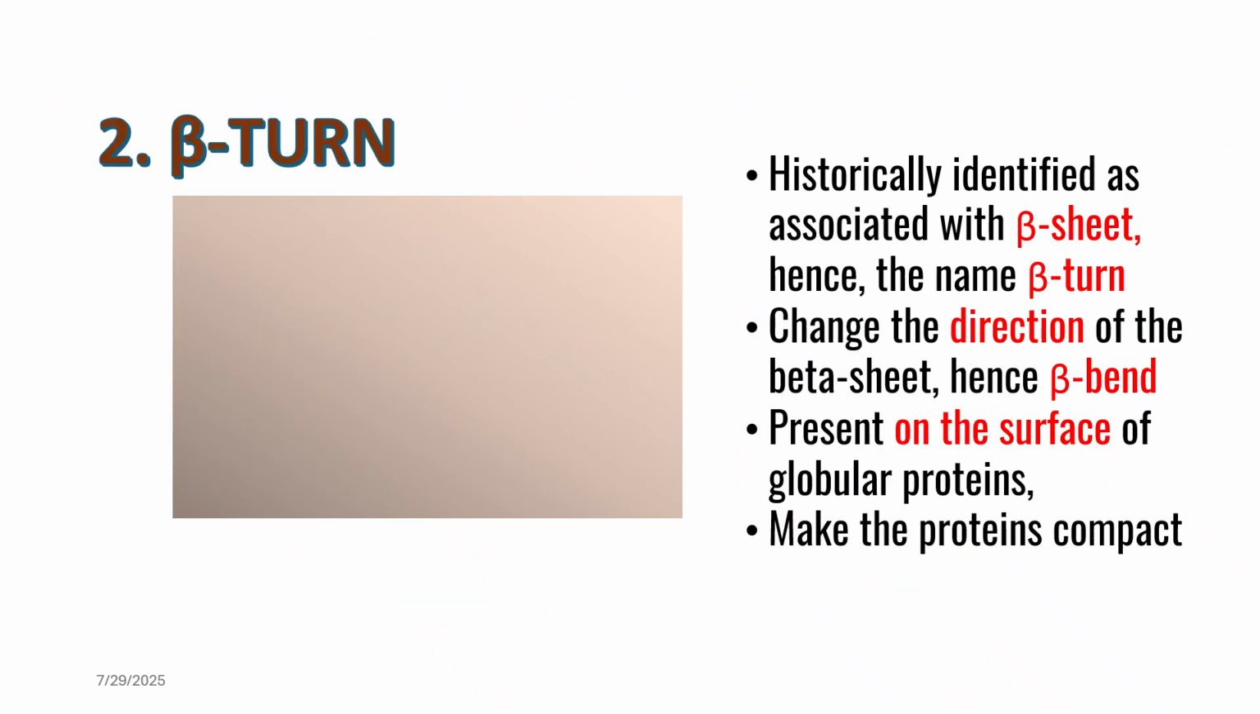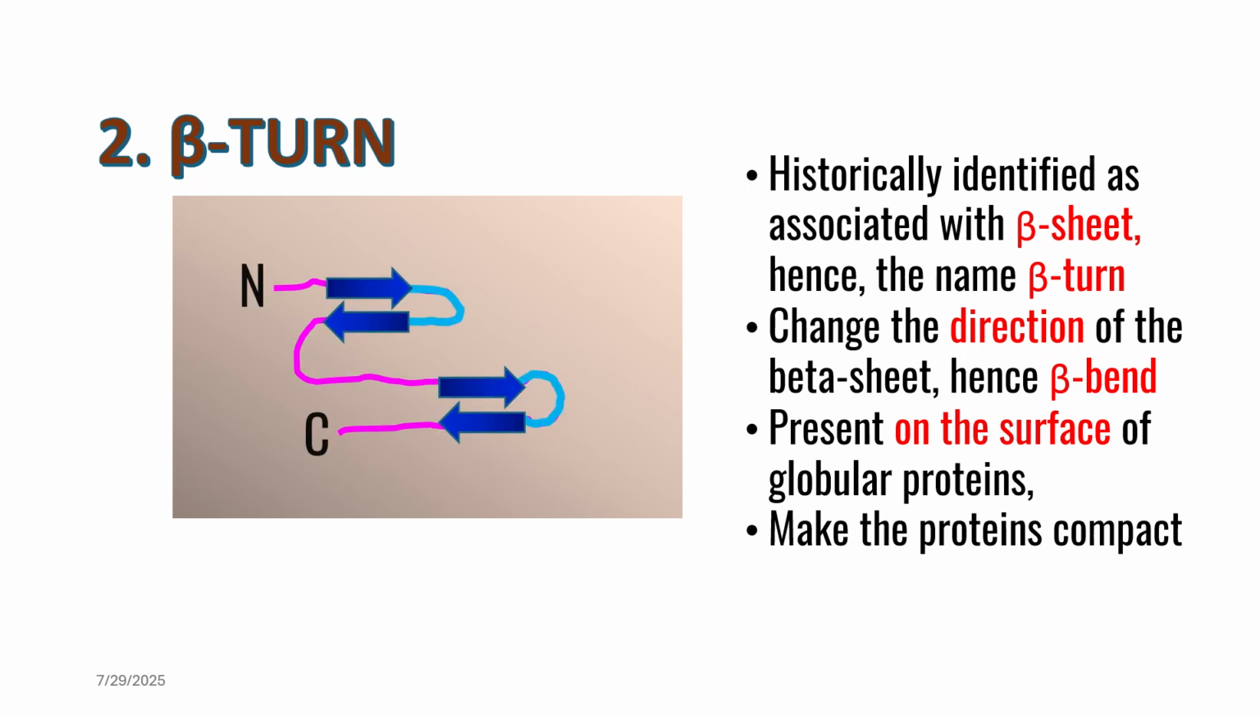So coming to the second type of secondary structure, which is beta turn. This is called beta turn because historically this structure was identified as associated with beta sheet. This is also called beta bend or beta turn simply because it has the capacity to change the direction of the beta sheet in a protein molecule. Generally, they are present on the surface of a globular protein. Therefore, they are believed to compact the protein and help in protein folding.